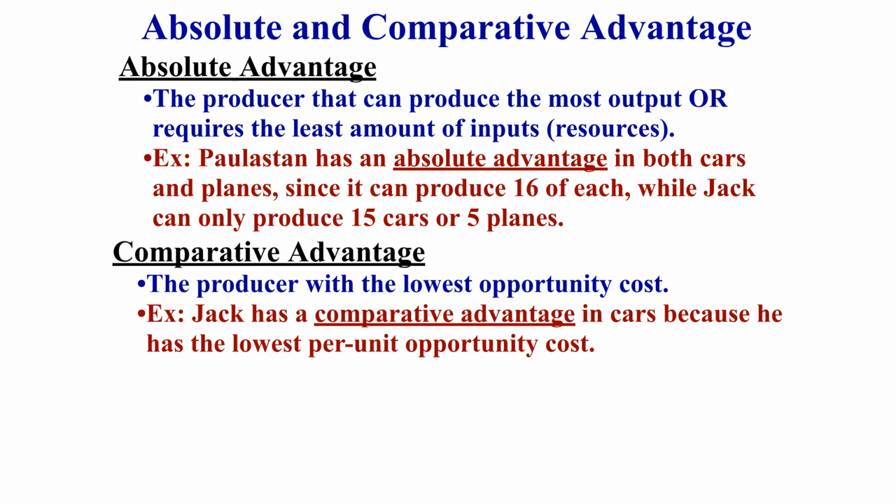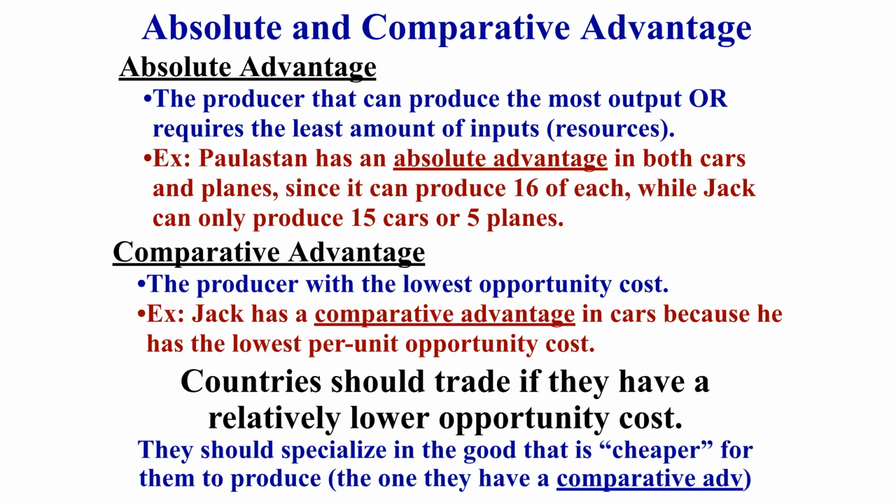So what should each country do? They should specialize in the good that is cheaper for them to produce, that is, the one where they have a comparative advantage, and trade for the rest. That's how both sides end up better off. Now that we know who should produce what, the next question is, what's a fair deal? That's where terms of trade come in.